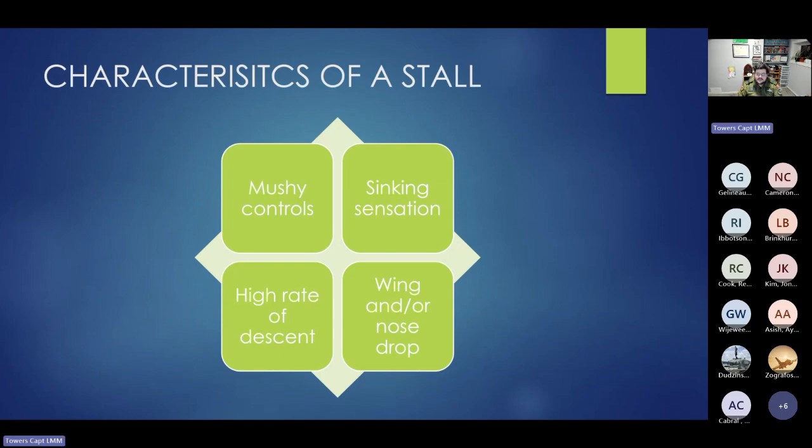Some characteristics of the stall. You've got your mushy controls. You've got a sinking sensation, like you're on a really fast elevator that's going down, because you are. You're going down really fast. You have a high rate of descent, and your wing and or your nose might drop. So you're just flying around, you've exceeded your critical angle of attack, you're stalling, and you're plummeting downwards. And as you're plummeting downwards, that's what makes you feel like you're sinking, because you're getting lifted up inside of the aircraft as the aircraft falls down around you.